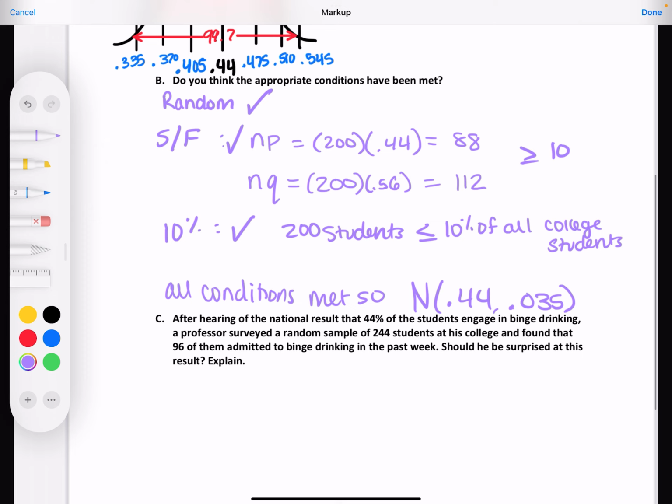Yes. Okay, well, we need to show mathematically. I would be surprised. Okay, so the mean is 0.44. The standard deviation though now changes because he's looking at 244 students instead of 200 students. So the square root of 0.44 times 0.56 over 244.